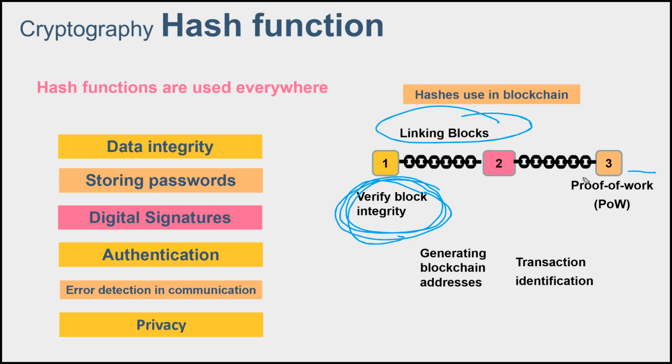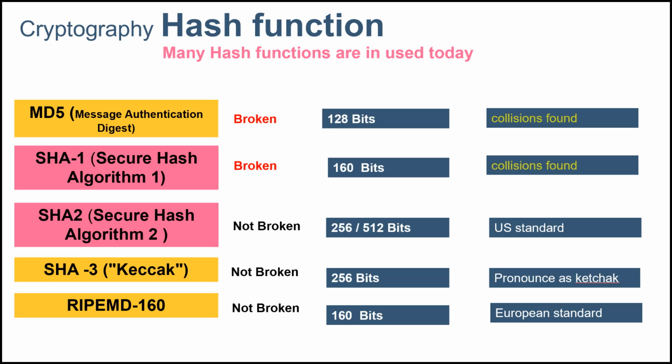Also, they have been used for the proof of work concept, as we call it in blockchains. We'll discuss that later, but that is another application of the hash function in the blockchain. They have also been used for identification of transactions. So as you can see, the hash function is heavily used everywhere in the digital world, and especially in the blockchain. So let's continue.